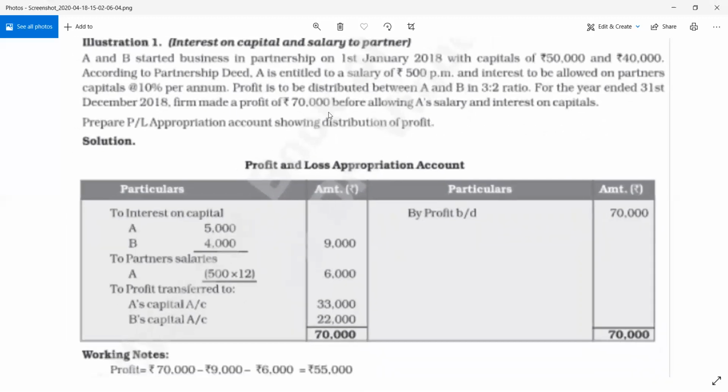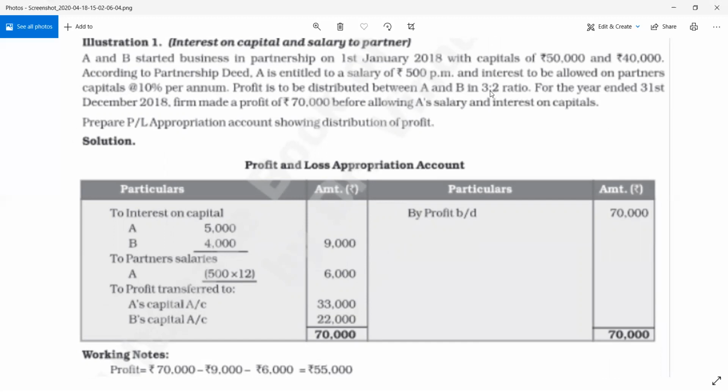Yes. So the only thing is that profit will be distributed between A and B in 3:2 ratio. So what is the profit? 70,000 minus 9,000 minus 6,000. So the total is 55,000. The 55,000 amount will be distributed in the ratio 3:2.